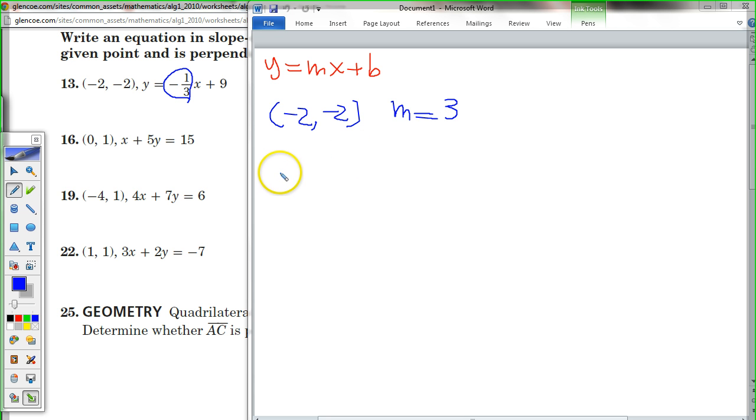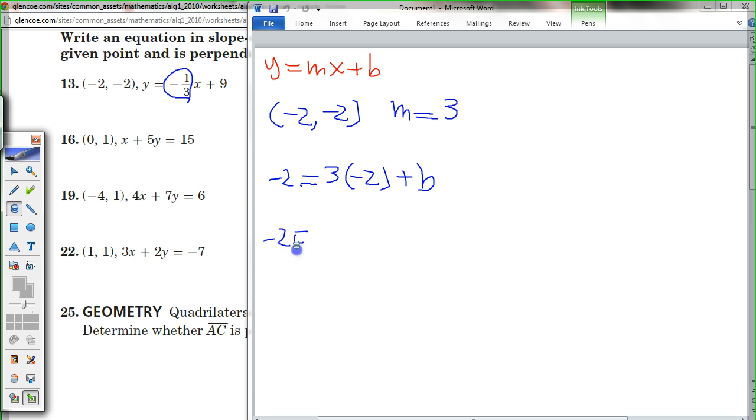Okay, so now we're going to rewrite the equation the same way we did the previous one with parallel slopes. So y is negative 2. Your m is 3. Your x is also negative 2 here. Plus b. We're going to solve for b. You have negative 2 equals, so 3 times negative 2 is negative 6 plus b.